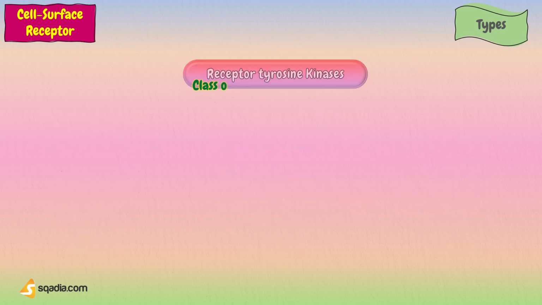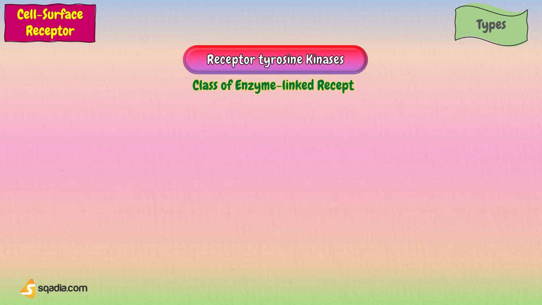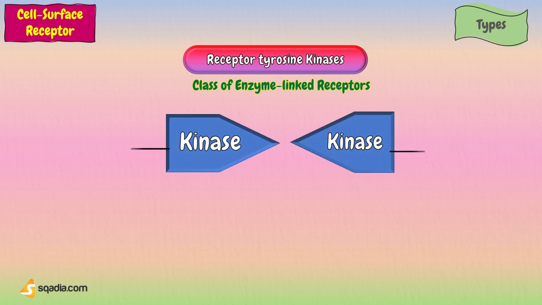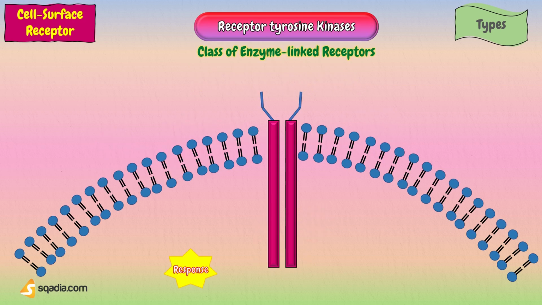Last thing that we will talk about now are the receptor tyrosine kinases. Receptor tyrosine kinases are a class of enzyme-linked receptors. A kinase is an enzyme that transfers phosphate groups to a protein or other target, and a receptor tyrosine kinase transfers phosphate groups specifically to the amino acid tyrosine.